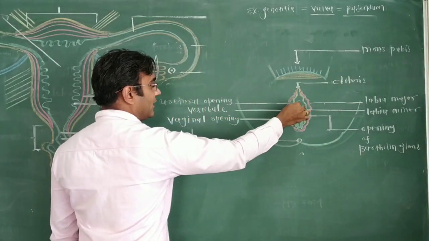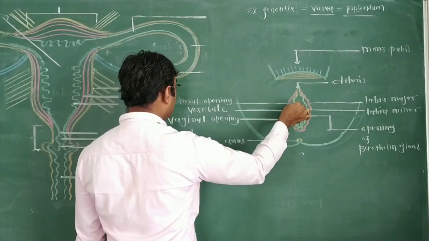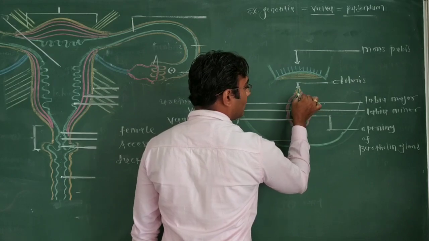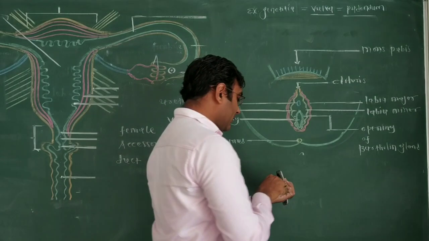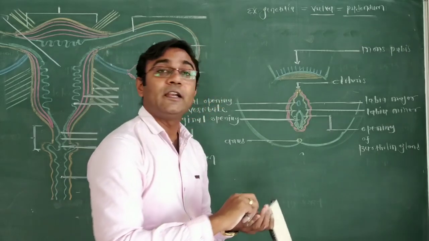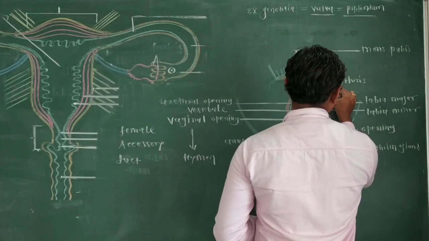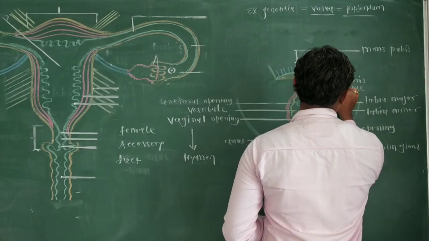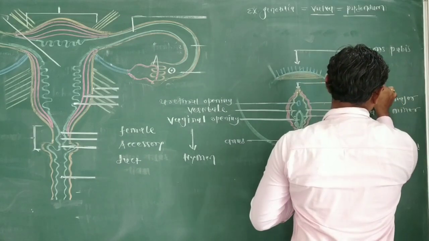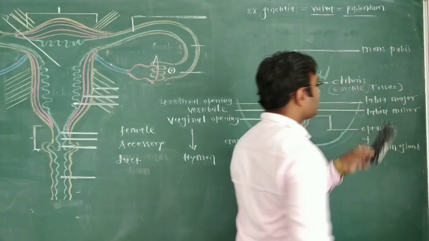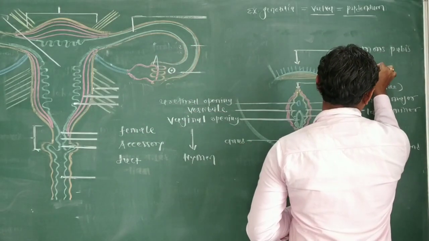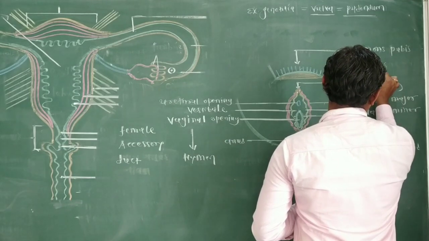This is the opening of the urethra. This is the opening of the vagina. Above the opening of the urethra, where the pair of labia minora connect, a small finger-like projection is present, and that is the clitoris. The clitoris has erectile tissue. That's why the clitoris is a homologous organ to the male penis.